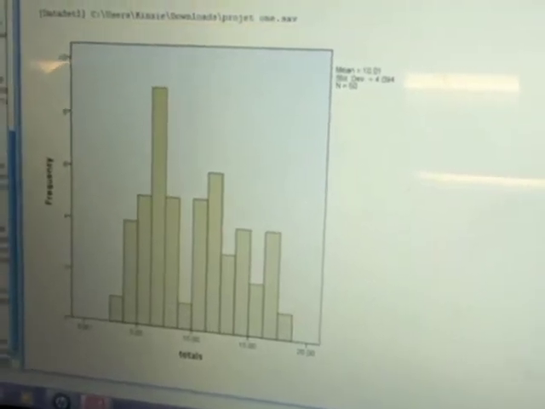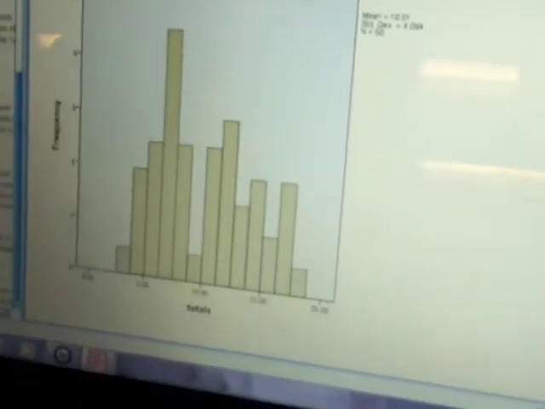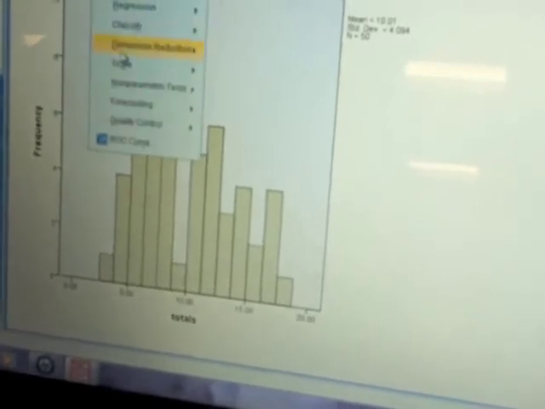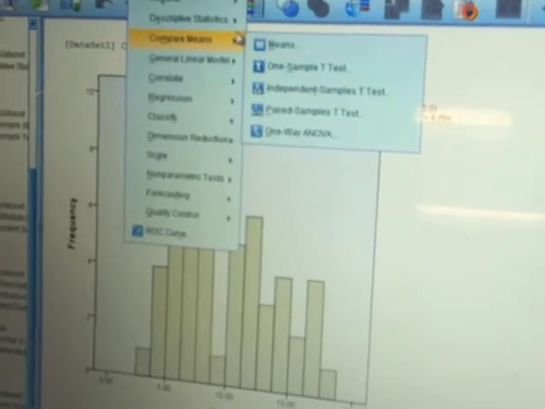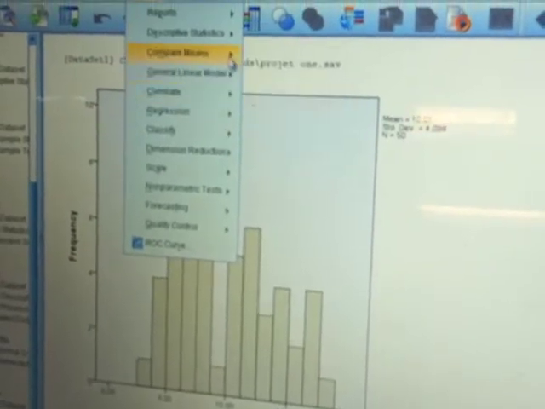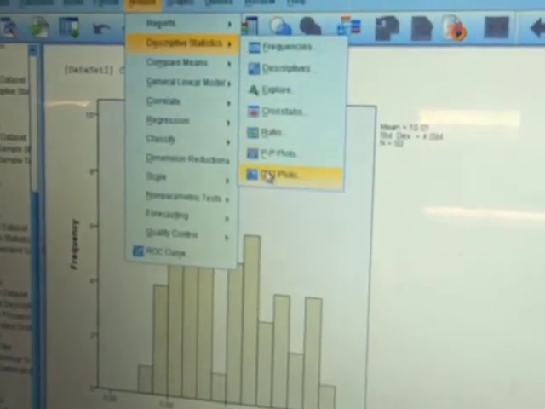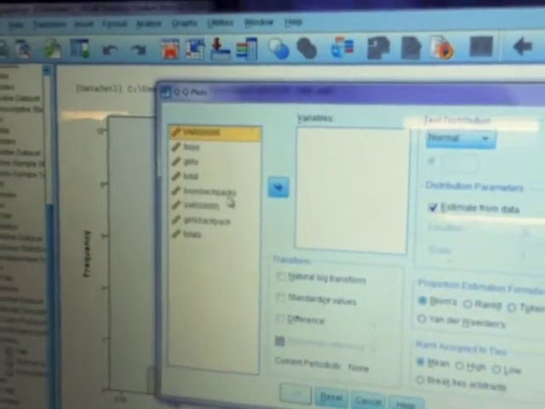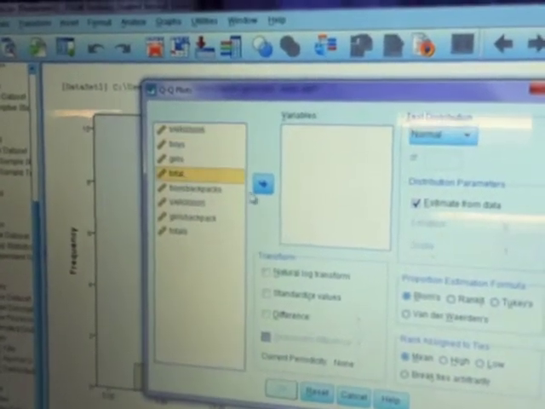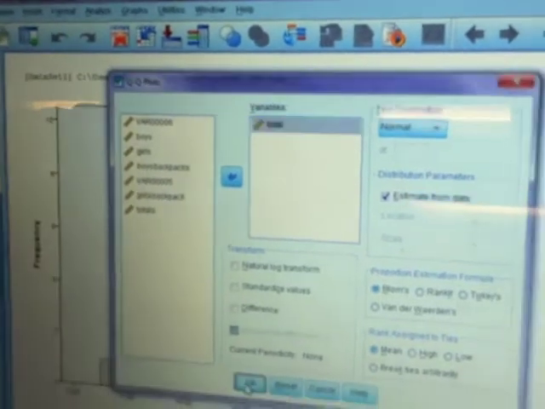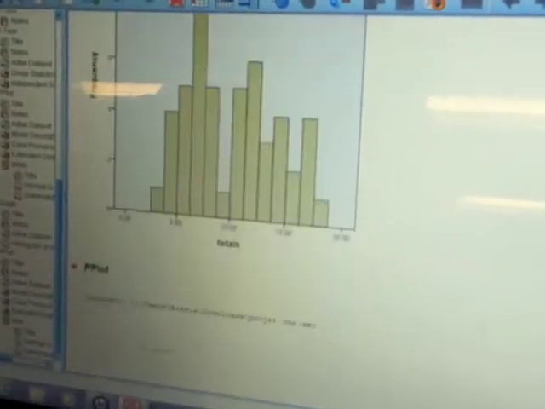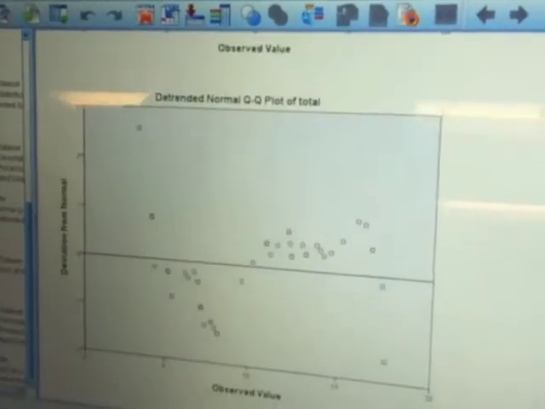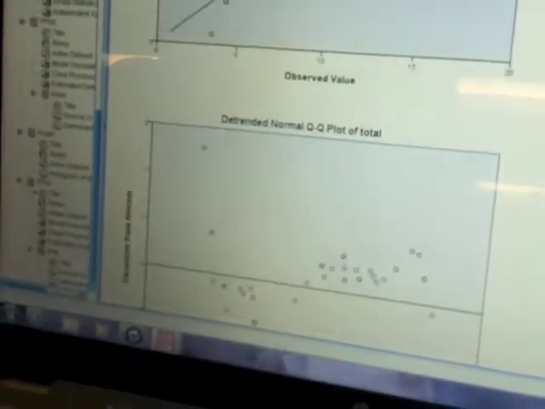For our QQ plot, we went to Analyze, then descriptive statistics, and then we selected QQ plot. We selected total. And there is where we got our two different graphs for QQ plot.